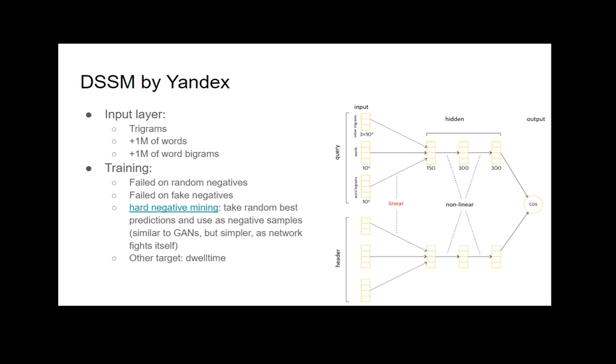This technique, they stated, is similar to GANs, but in GANs you have two networks competing for the result. One is faking, one is trying to guess what is fake and what is not. Hard negative mining means you have the same network fighting itself. It tries to bring the best relevant document to the top by putting a border between the best one and some other random best.